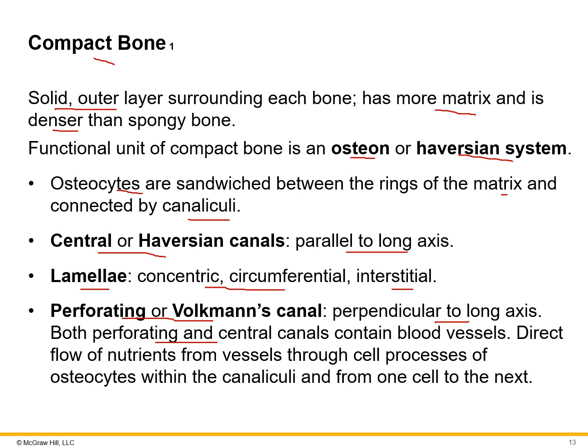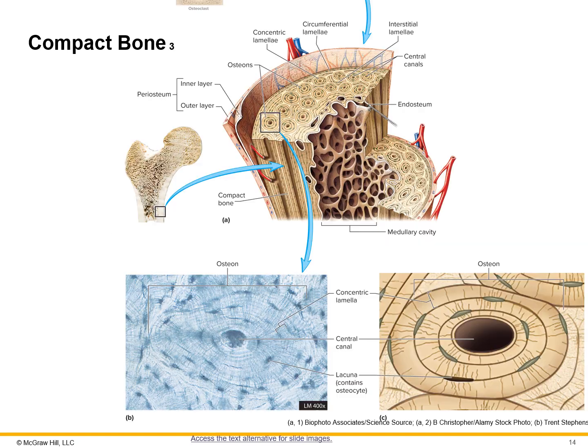But both the perforating and the central canals have blood vessels. The canal, we think about like water running through it. Well, in the case of bone, blood is running through those. That provides the direct flow of nutrients from the vessels to the osteocytes within the canaliculi, and then also from one cell to the next. And this is just showing, again, our little tree trunk here. This osteon is that functional unit.